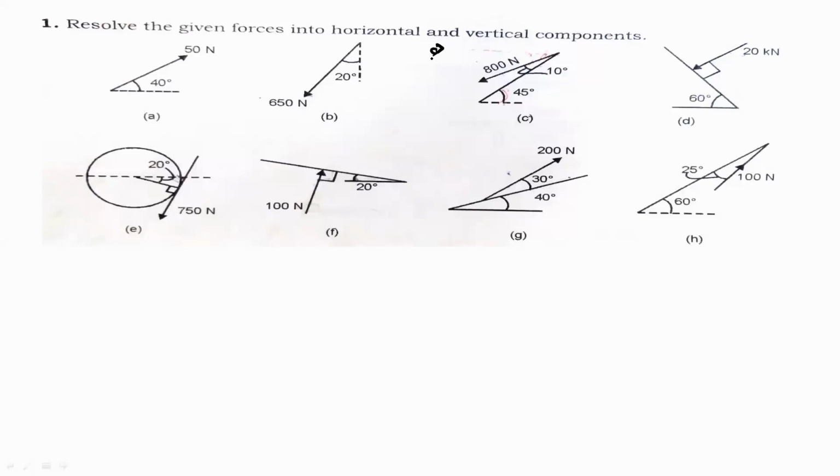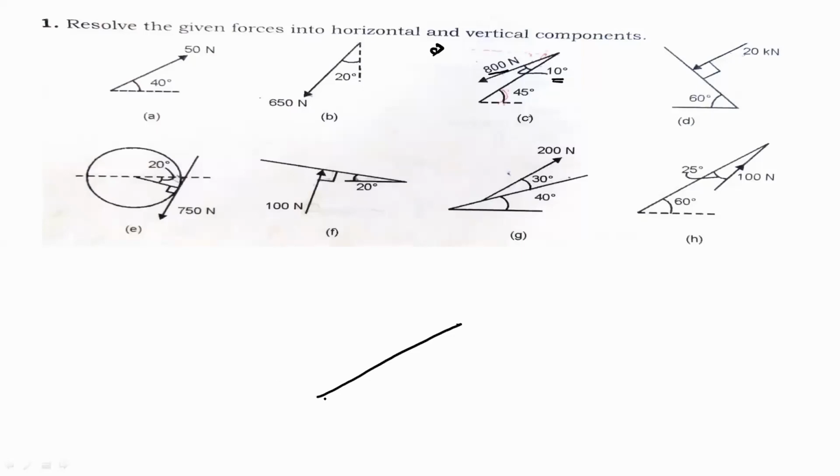In the third case, the force value is given as 800 Newton, and one angle is given as 45 degree for one inclined line, and with respect to this inclined line, the angle is 10 degree for the 800 Newton force. This 10 degree is not given with respect to the y axis or the x axis. It is given with respect to this inclined surface. So this is the actual case.